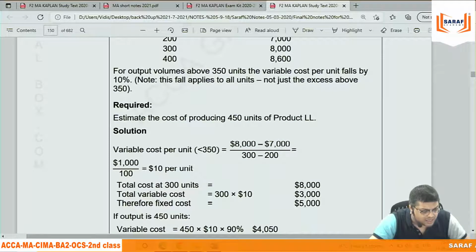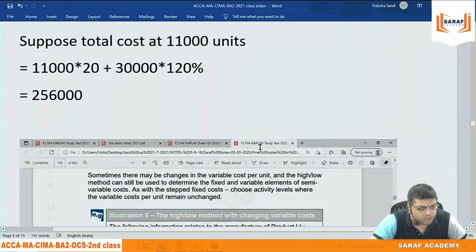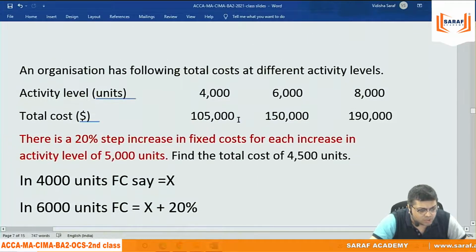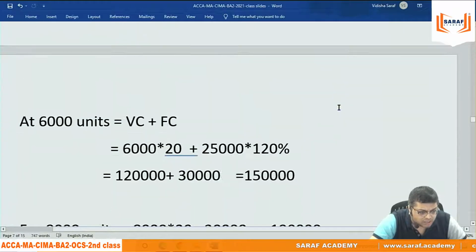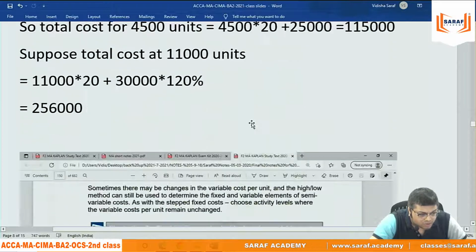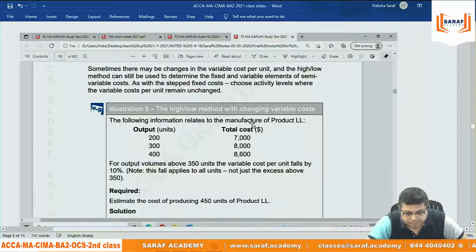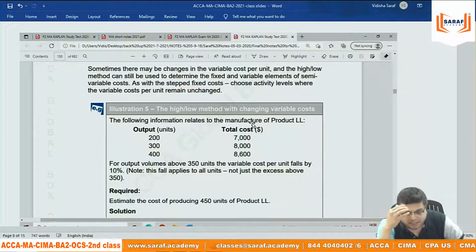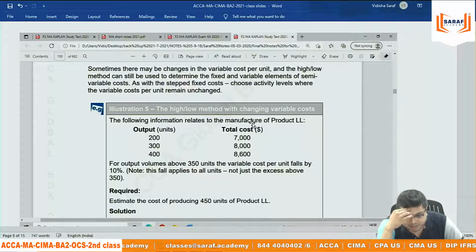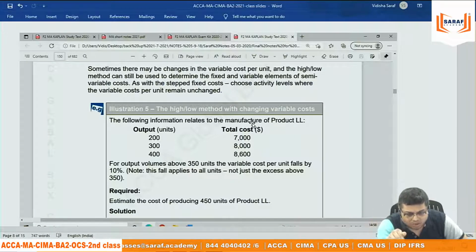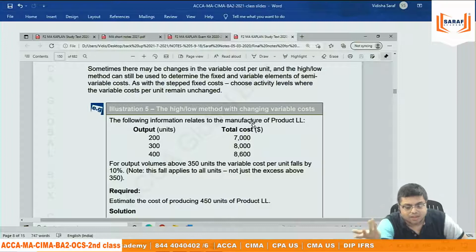What is the difference between this question and the previous question? In the previous question, the fixed cost was changing. In this question, variable cost was changing. Can it be possible both are changing? Yes, 100%. Why not? If both are changing, can we solve the question? Yes, why not? How?